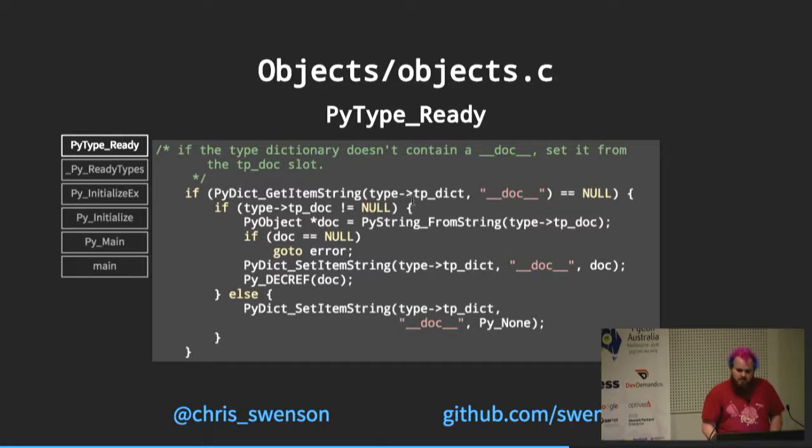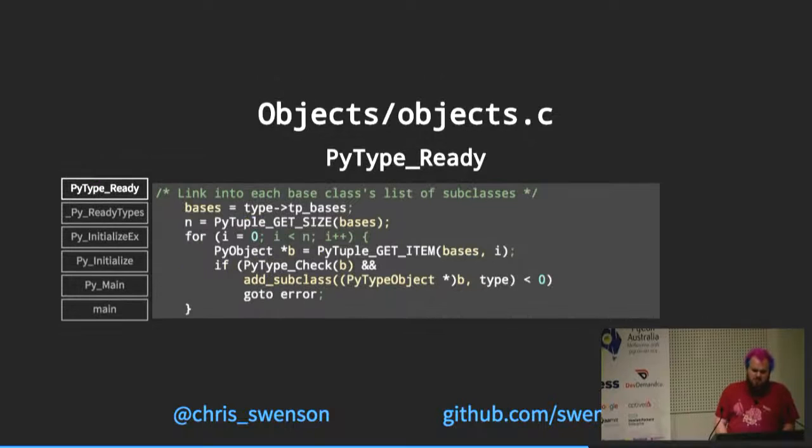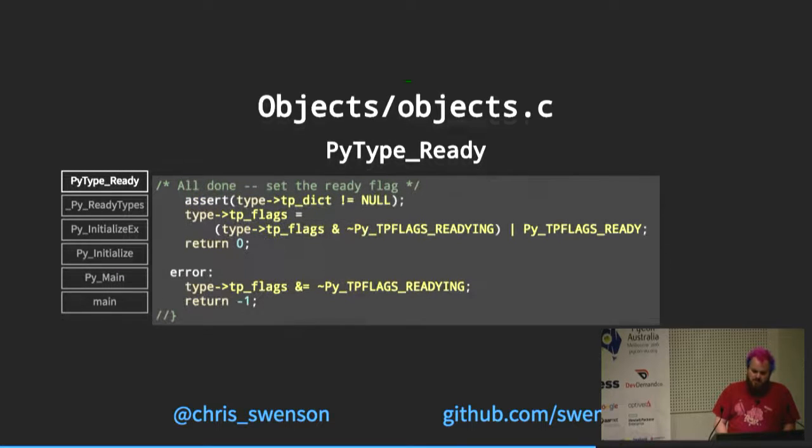Let's see here. More special stuff. This is a literal comment from the code. Some more special stuff. Very helpful. I have no idea what any of this is. Links to each of the base classes, list of subclasses. So you have to chase all of the types around to make sure they all reference each other. And then finally, this type is ready. We have to set a little flag that says it's ready.